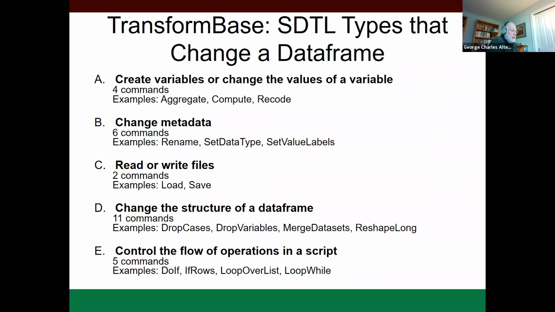There are two commands for reading and writing data, load and save. There are commands about changing the structure of a data frame. By this, I mean changing the number of rows, changing the number of columns, or completely restructuring, like we saw in the aggregation example that I gave you a minute ago. And finally, SDTL does have commands for managing the flow of operations in a script, like do loops and if statements.